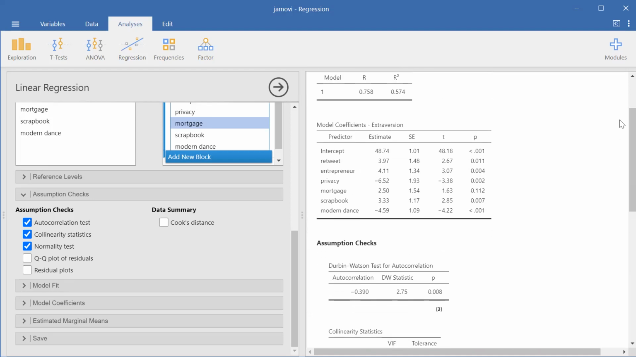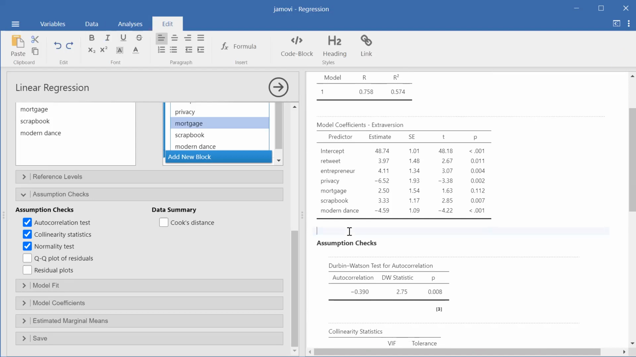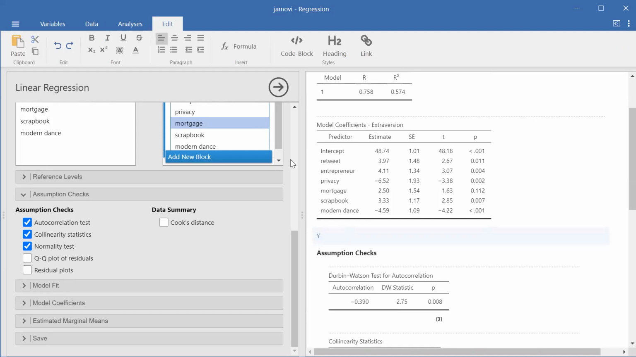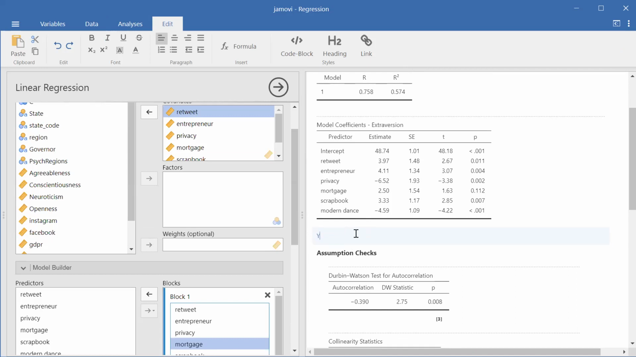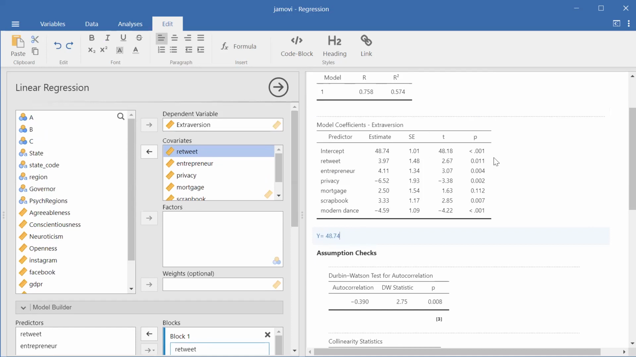Now, how to create the equation. Here, y is your dependent variable. Your dependent variable is extraversion. Click on is equal to, and start with the intercept. The intercept here is 48.74. Now we look at the p-values for each of the covariates. For retweet, the p-value is 0.011, which is less than 0.05, indicating that there is a relationship. Yes, there is a relationship between retweet and extraversion, and we're accepting the alternative hypothesis.